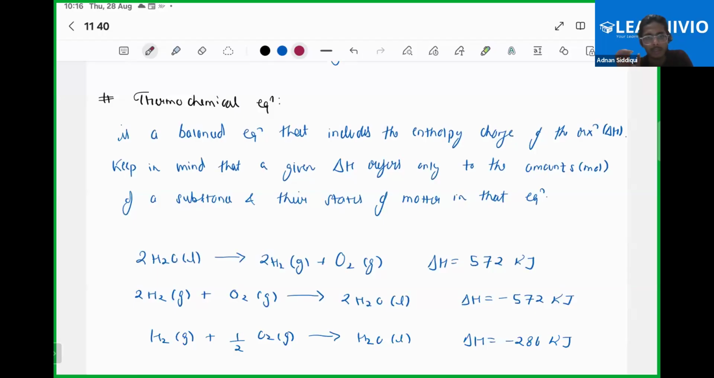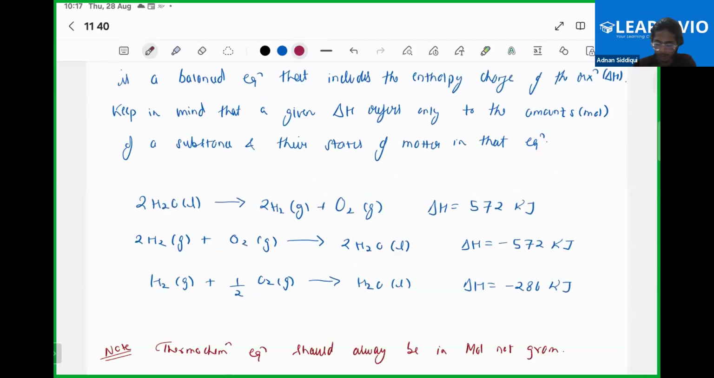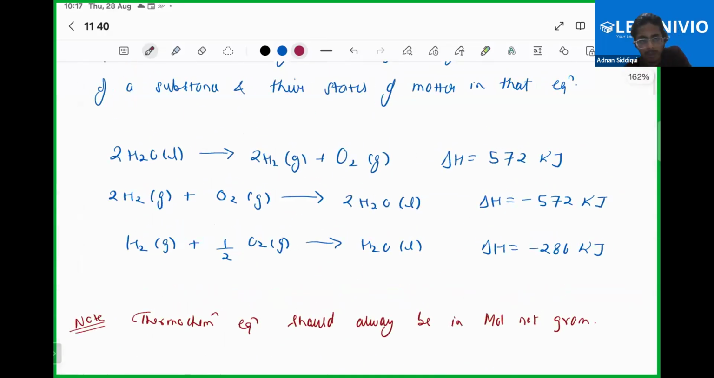You have to keep in mind that this delta H refers only to the amount of a substance and their states of matter in that equation. What I'm trying to say here is whenever you are calculating the delta H, you have to calculate in terms of moles. Let me tell you how we're going to talk about this. Suppose this is a chemical reaction, you are converting H2O into H2 and O2, right? And the first step for any chemical reaction is to balance it. This chemical reaction is balanced, and the delta H value that you are observing here is 572 kilojoule.